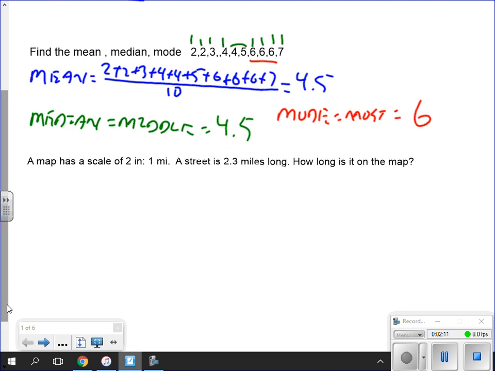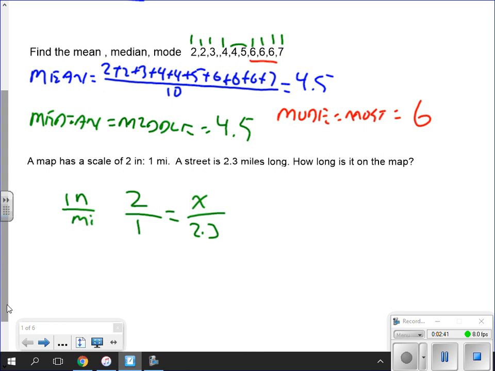A map has a scale of 2 inches to 1 mile. A street is 2.3 miles long. How long is it on the map? So I'm comparing inches to miles. I have 2 inches for every 1 mile. In real life, it's 2.3 miles long. How many inches is it on the map? So I have inches to miles. 2 over 1 equals x over 2.3.